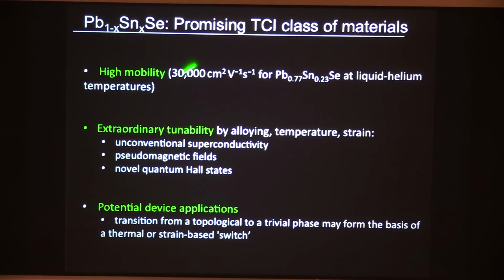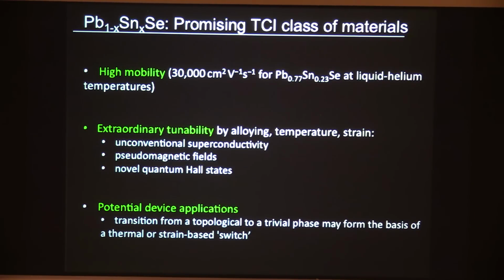So these materials are very interesting for many different reasons. One is that even though they're alloys, they have a large mobility. They're very tunable by temperature, alloy composition, and as it turns out, by strain. Unlike conventional Z2 topological insulators, where the Dirac point is at a time reversal invariant point in momentum space, here the Dirac points are not at time reversal invariant points, so strain could modulate the position of the Dirac nodes.